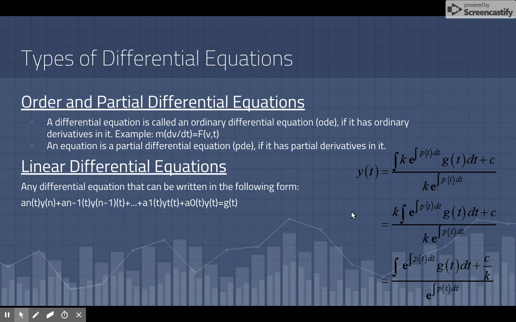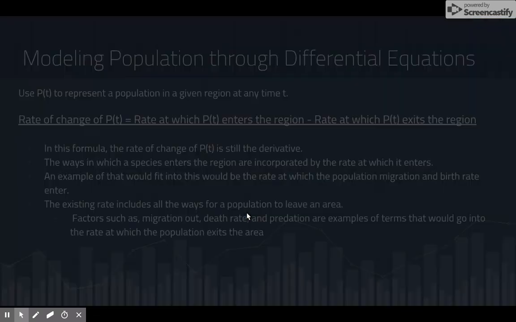The linear differential equation, which you will see later in this presentation, is any differential equation that can be written in the following form. As you can see here to the right, this is an example of a linear differential equation. Although it uses different variables, it is in the same form.